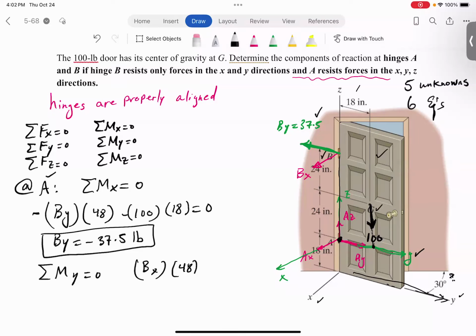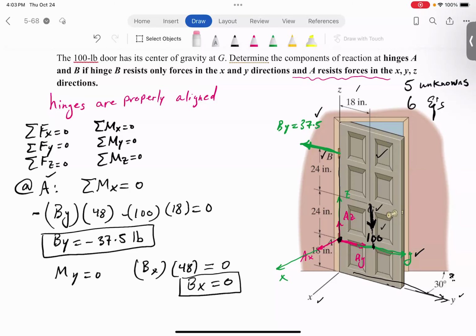All right. So the 100 doesn't have any moment. It passes through the y-axis. Therefore, that's all we got. So BX actually becomes 0. So you don't have any BX. So let's remove it. So at B, we only have a component of force in the y direction.